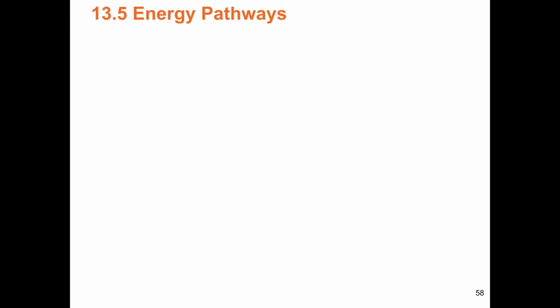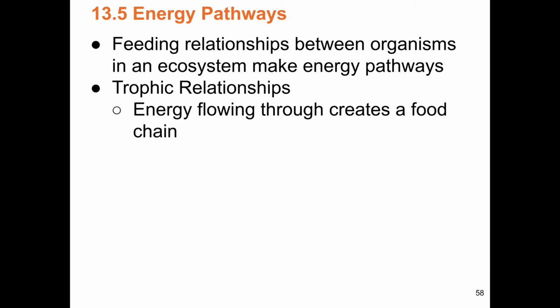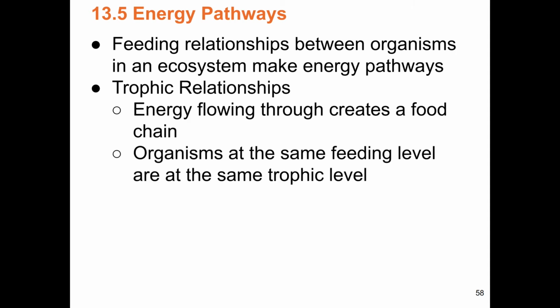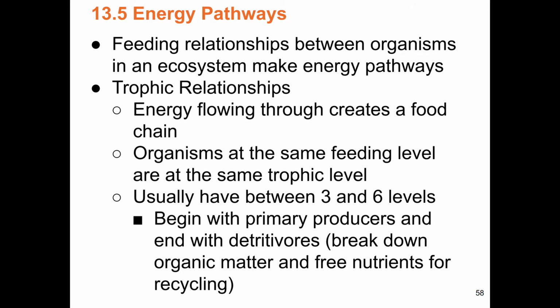So enough about soil. Let's talk about energy pathways. Feeding relationships between organisms in an ecosystem make energy pathways. Like I said, usually the energy and matter flows when things get eaten. Who eats whom, those are trophic relationships. Energy flowing through trophic relationships creates a food chain. Organisms at the same feeding level, so producers or carnivores, are at the same trophic level. Usually, ecosystems have between 3 and 6 levels. They usually begin with a primary producer and end with detritivores that eat dead stuff.